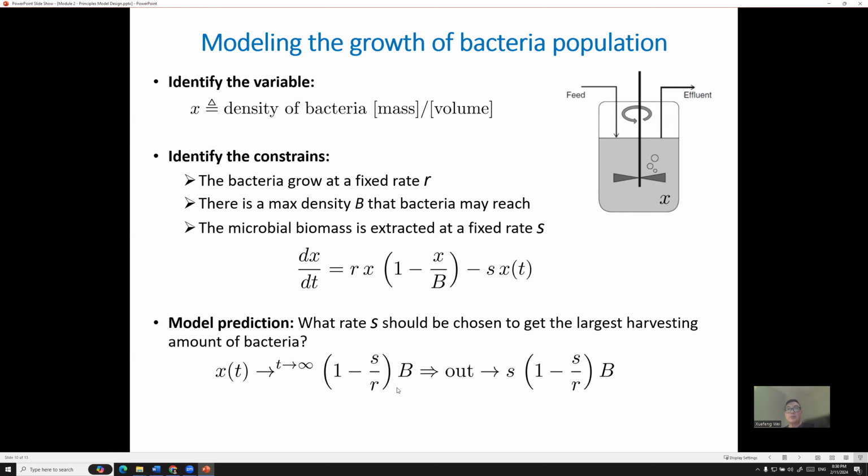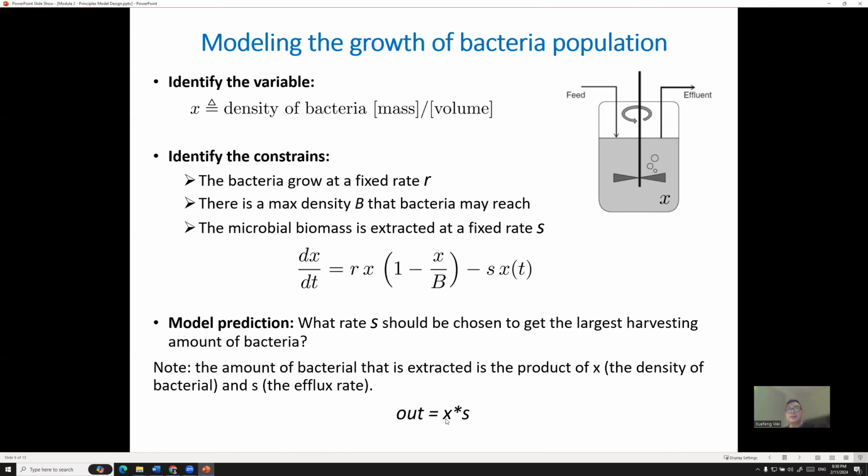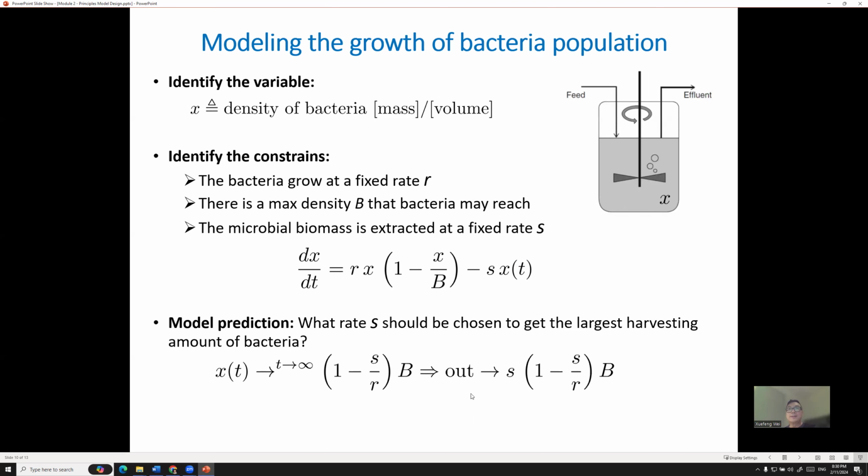So that means we know that x(t) at steady state, at the equilibrium point, is x2, which is this value here. So the output, as I show here, is x2 times s. So you can see the output here is s times x2 times s2. So we want to maximize this.